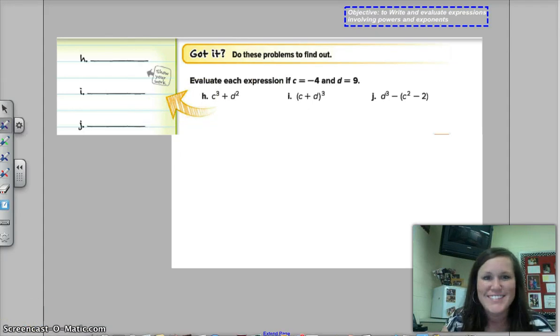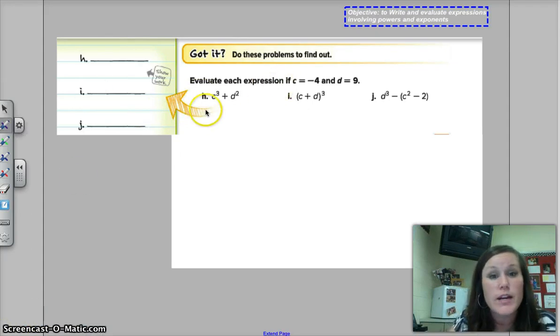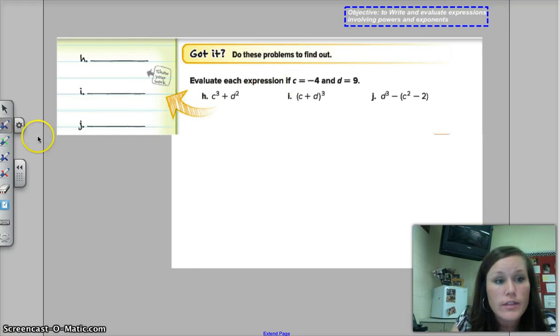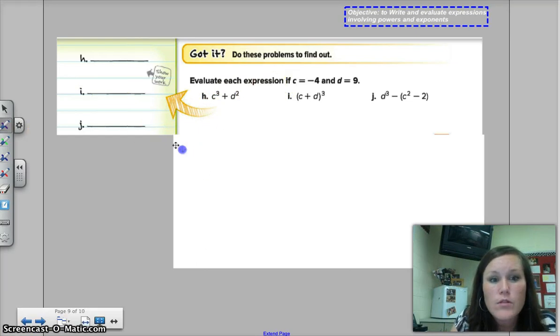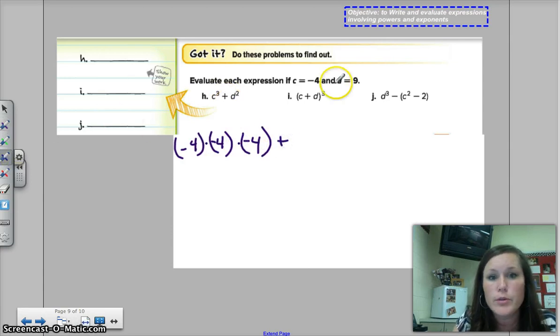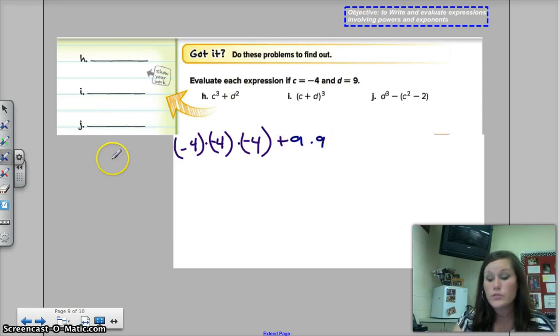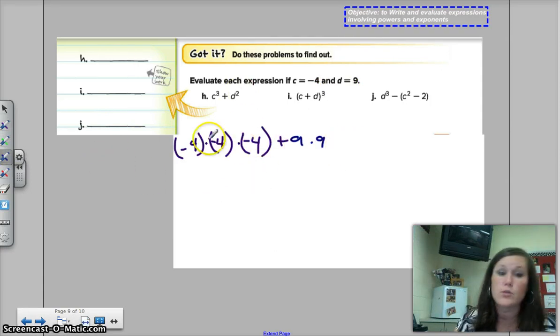All right. Okay, gang, let's check out our answers. C to the third is going to look like this. Negative 4 times negative 4 times negative 4, and then D, so plus, and D, I'm going to use blue, is 9, so 9 times 9. This total answer, once I come up with my final answer, is going to be 17. Okay, I'm going to erase so I have some more room.